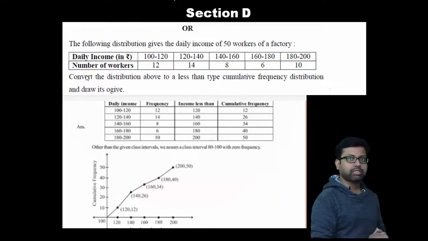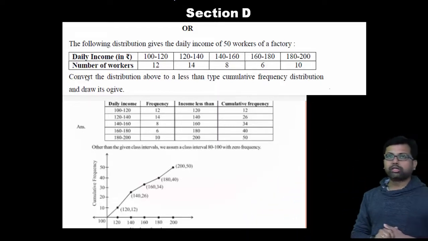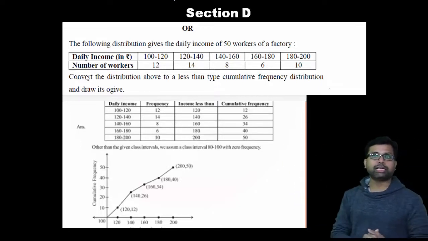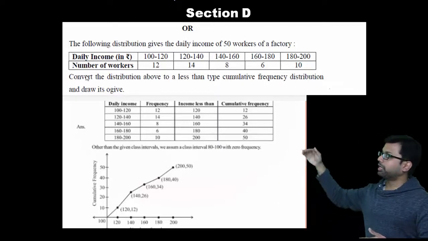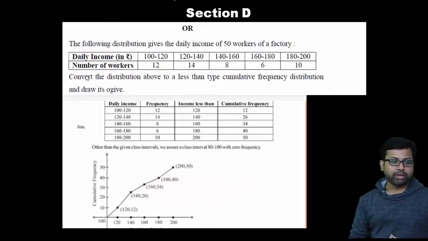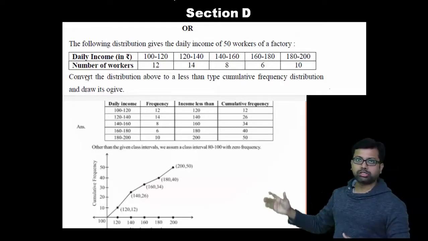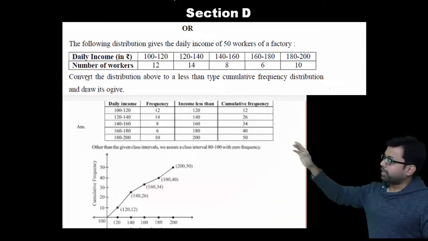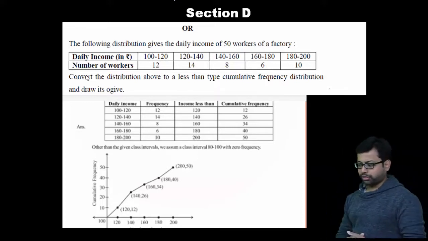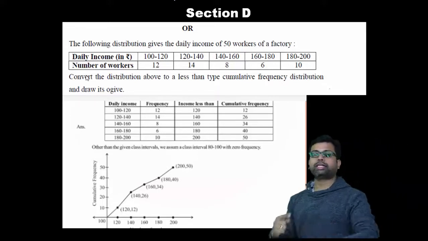The first class interval is 100 to 120, so the first value in the column for income less than will be less than 120. Similarly, in the second row, the value will be less than 140. In the third, it will be less than 160, and so on. The next column you need to add is the cumulative frequency column, where you keep on adding the frequency.